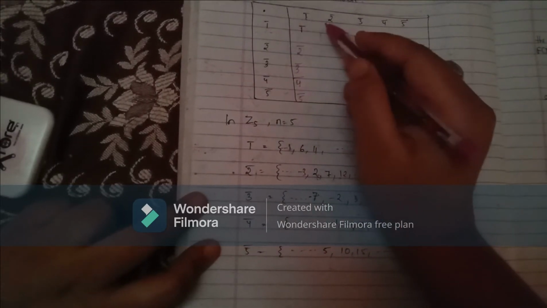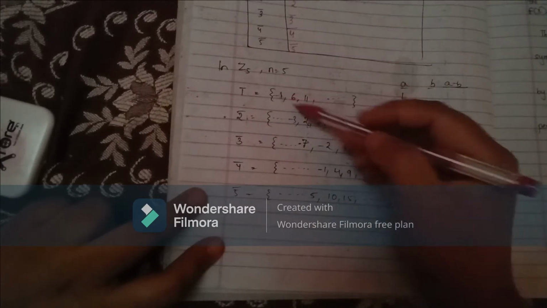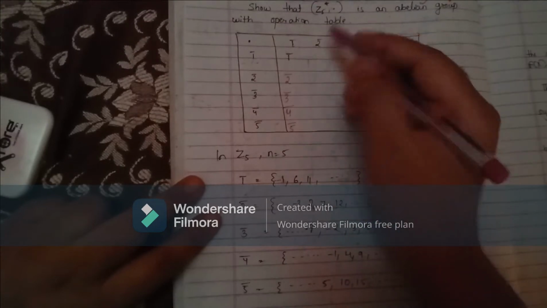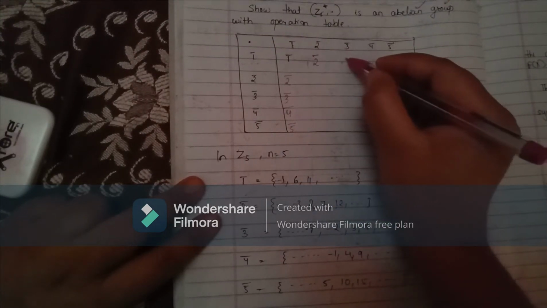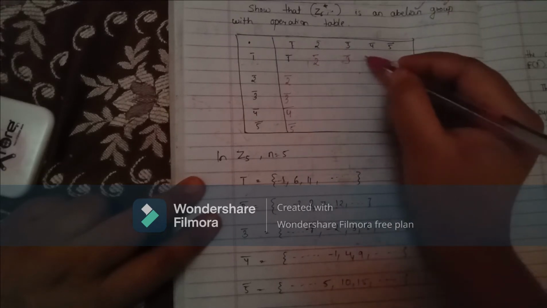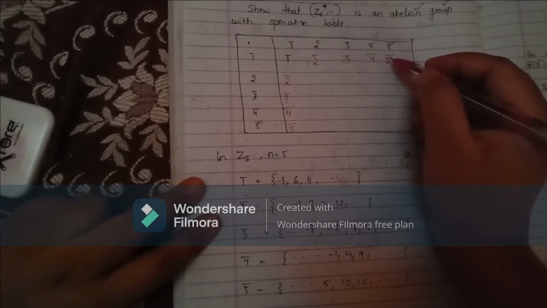Now we will do with 2. So 1 multiply 2 is, again it will come 2 because 1 twos are 2 and it comes in 2. Okay, similarly 3 multiply 1 will come 3. 4 multiply 1 is 4. 5 multiply 1 will come 5. And remember, this is not just the number, this represents the class.